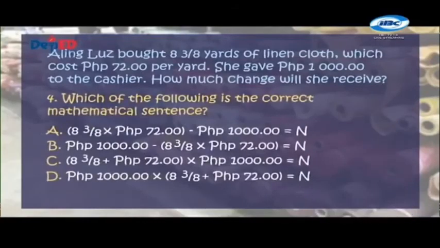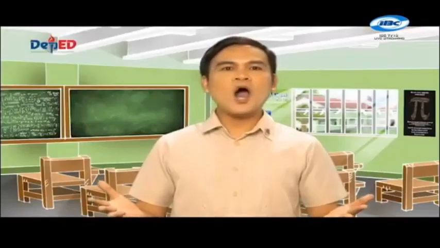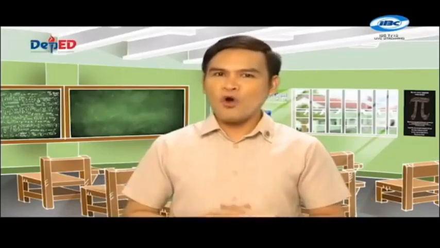Which of the following is the correct mathematical sentence? The correct answer is letter B. 1,000 pesos minus 8 3/8 times 72 pesos equals N. What is the correct answer in the problem? The correct answer is letter A. 397 pesos. Now, how many of you got a score of 4 or 5?